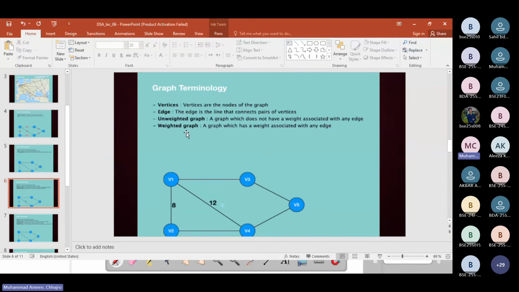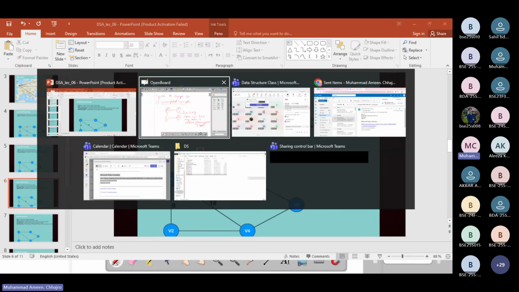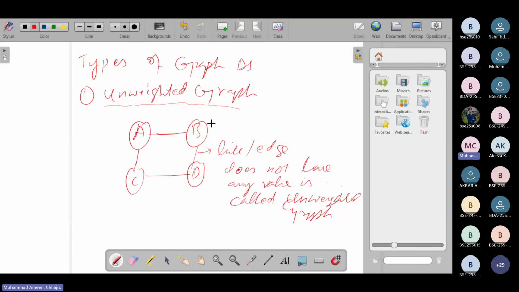The second is weighted graph category. A weighted graph, definitely that is now no need to write it more. The second is weighted graph.